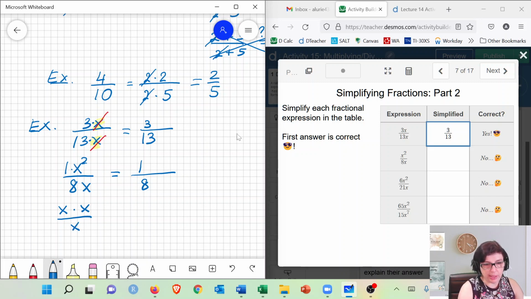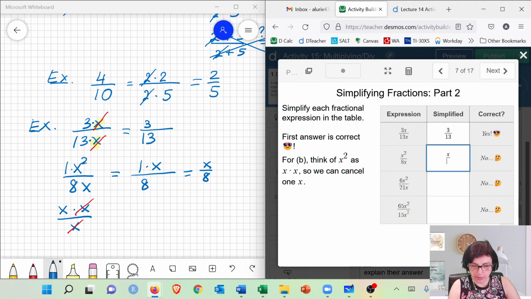So you can see that one of those x's is going to cancel out because it repeats on the top and on the bottom. The other x is not, so it's going to stay on the top. So that's my final answer. Now 1 times x again is just x. So my final answer here would be x divided by 8.